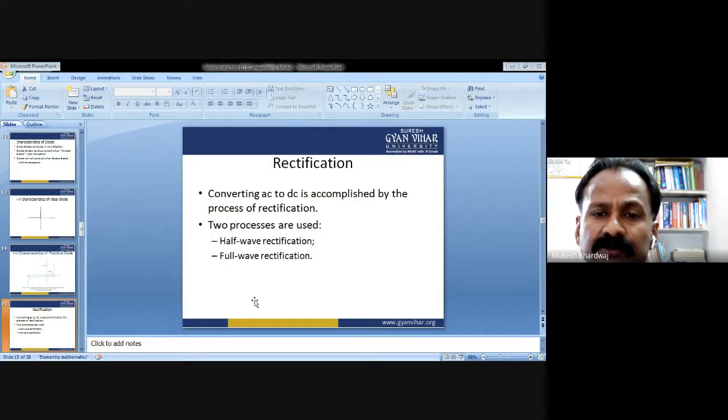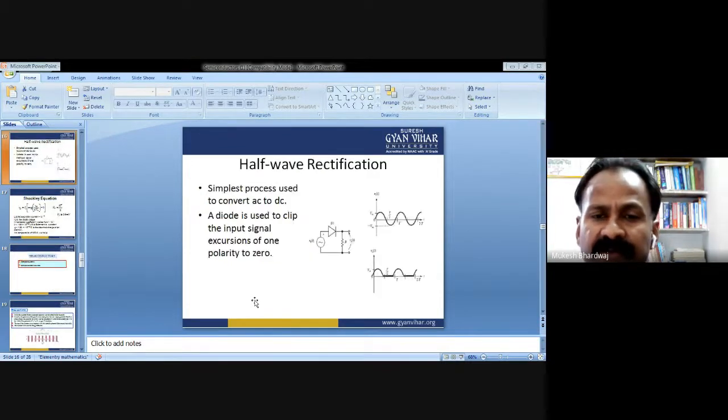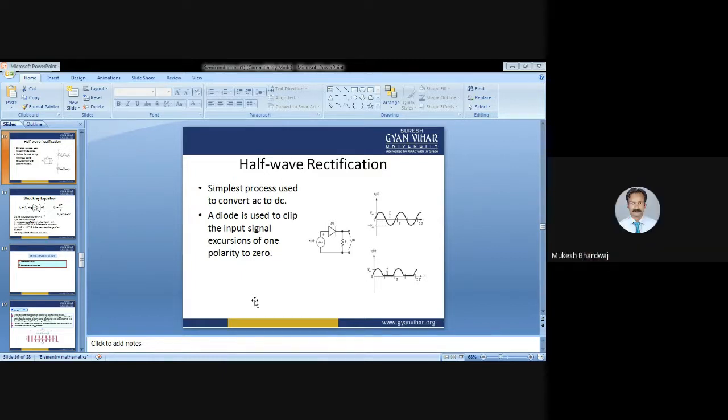Rectification. Converting AC to DC is accomplished by the process of rectification. Two processes are used: half wave rectification and full wave rectification. In half wave rectification, the diode is used as a circuit element. If you want to convert alternating current into direct current, we use a diode as a rectifier. The two types of rectifiers are the half wave rectifier and the full wave rectifier. A half wave rectifier basically rectifies the half wave of the pulsating AC.